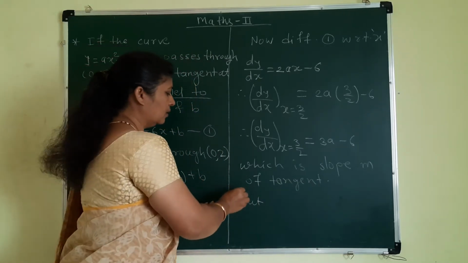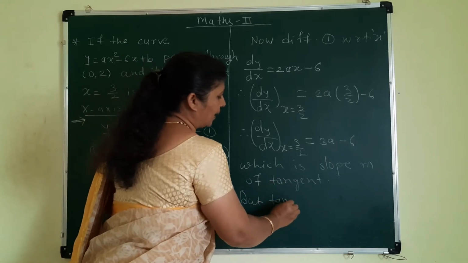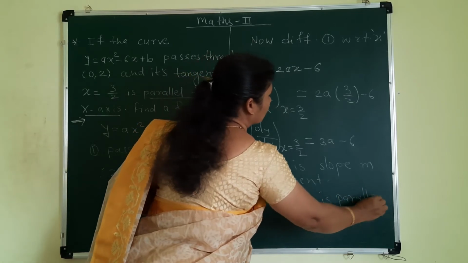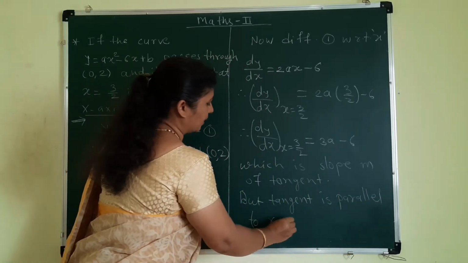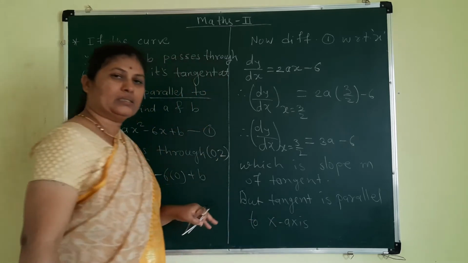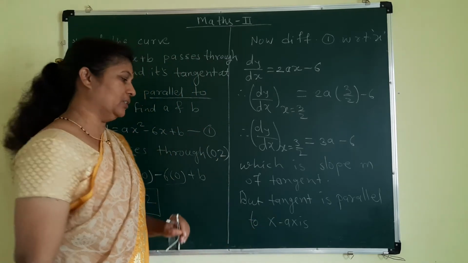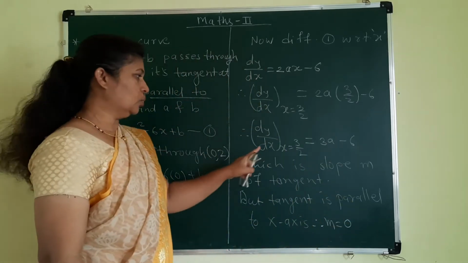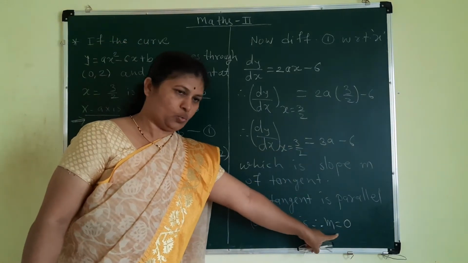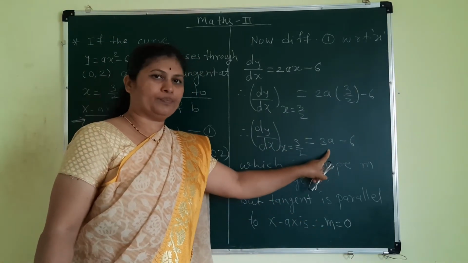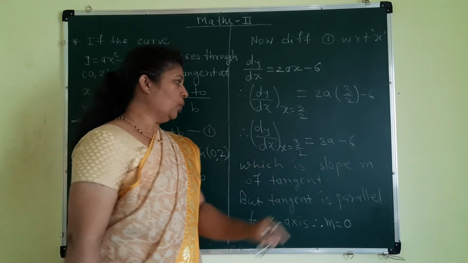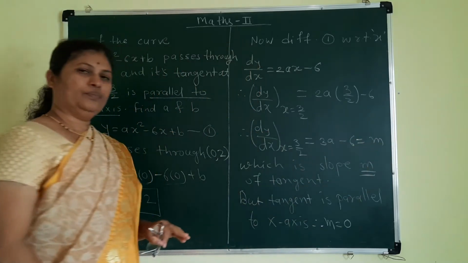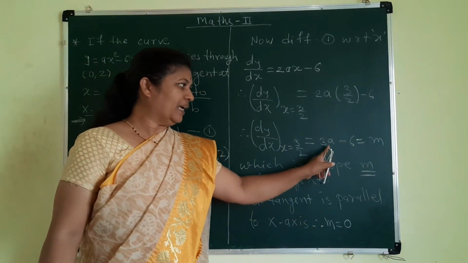But what happens? This tangent is parallel to the x-axis. Tangent is parallel to x-axis, and hence the slope of the tangent, therefore m, is equal to 0. So I will equate this value to 0. m is equal to 0, and this is nothing but m. 3a minus 6 is equal to m. You can see here that it equals m. Okay, so m is equal to 0, and hence what will you get?